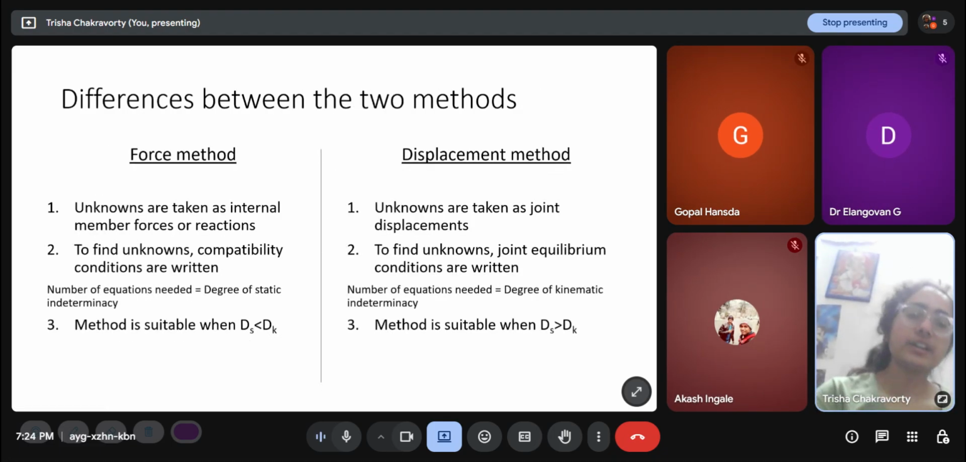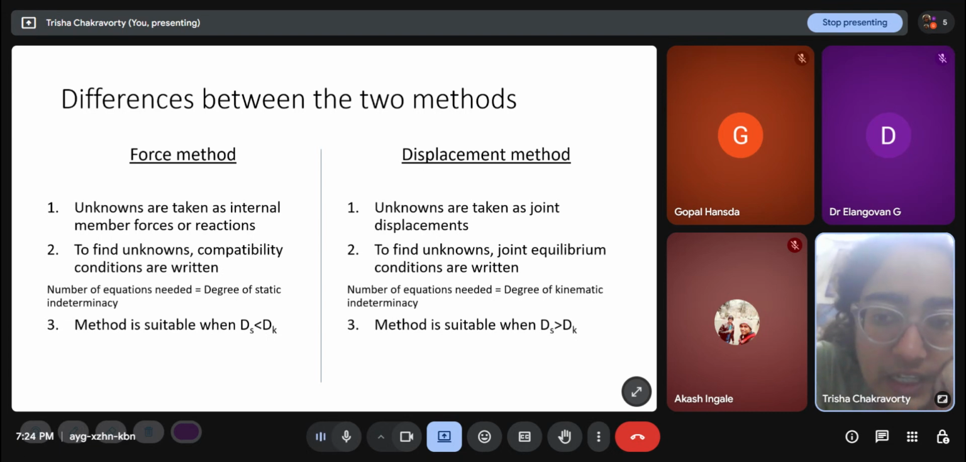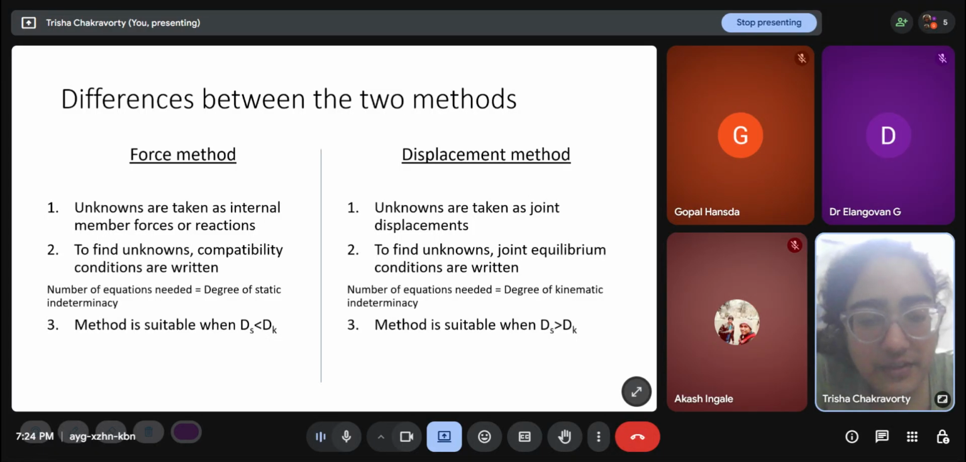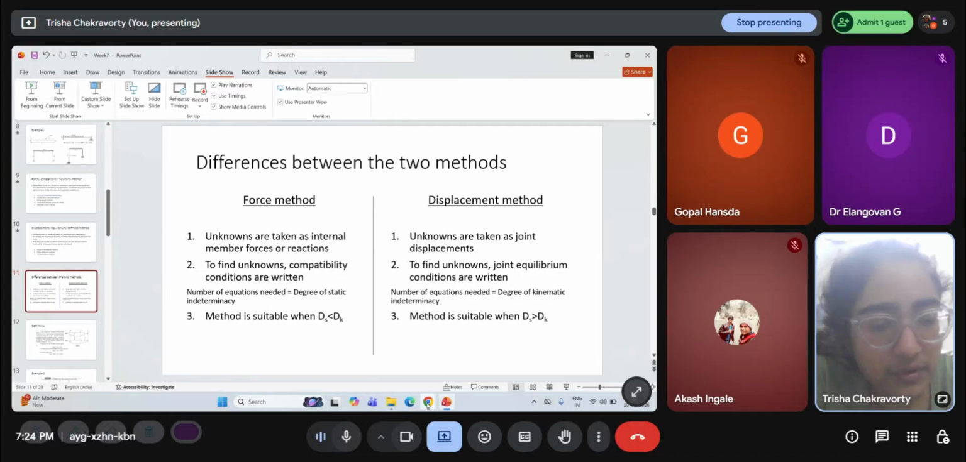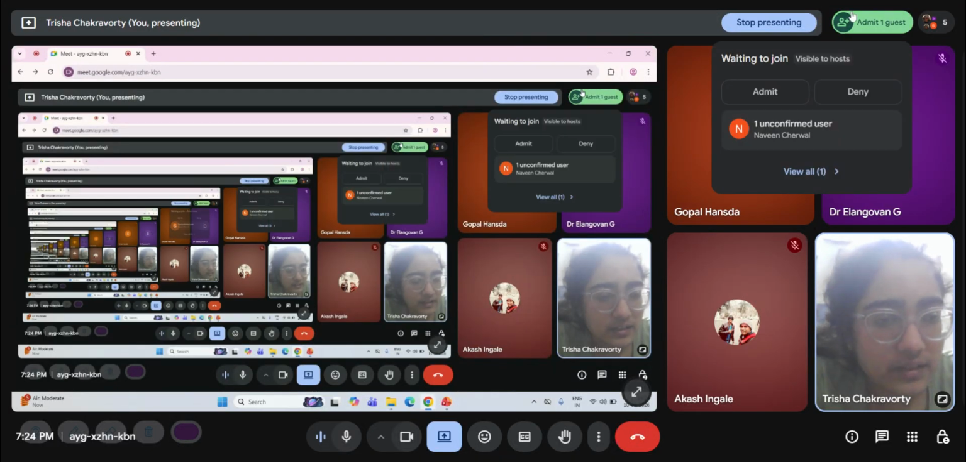So this is a summary of the differences which I have just mentioned. Force method, unknowns are taken as internal members, forces or reactions. Displacement method, unknowns are taken as joint displacements. In force methods, to find unknowns, compatibility conditions are written, and in displacement method, joint equilibrium conditions are written. Number of equations in force method is equal to degree of static indeterminacy. Whatever we have learned so far is static indeterminacy.